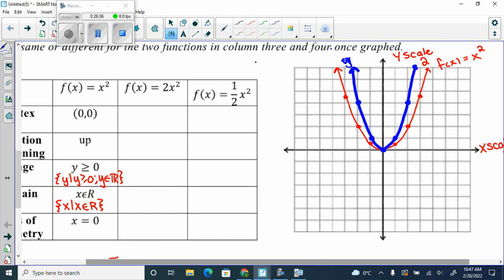I zoomed again. f of x equals 2x squared. Okay, you're going to help me with the vertex of this one. What's the vertex of the blue one? Did it change? What is it? It's the min or the max, correct? So it's (0, 0). It's a minimum at (0, 0).